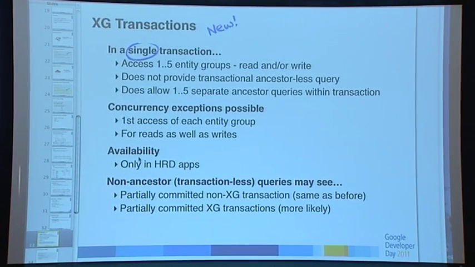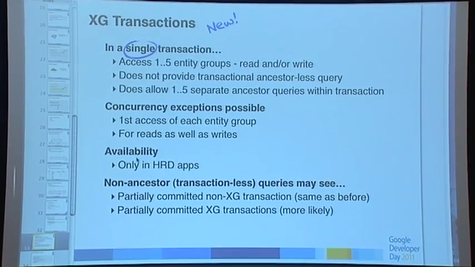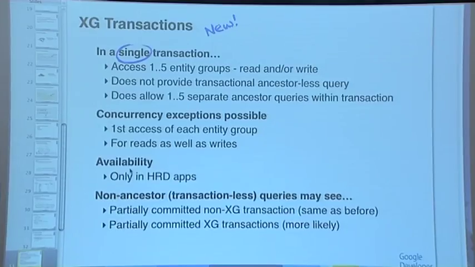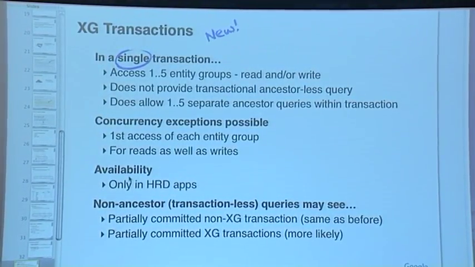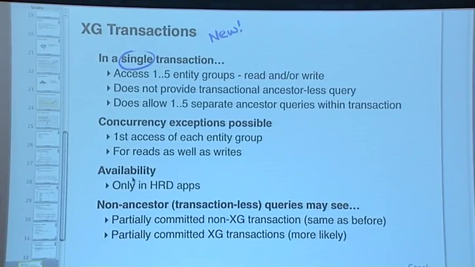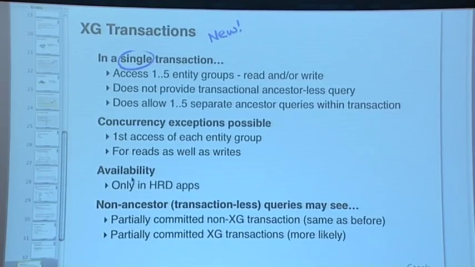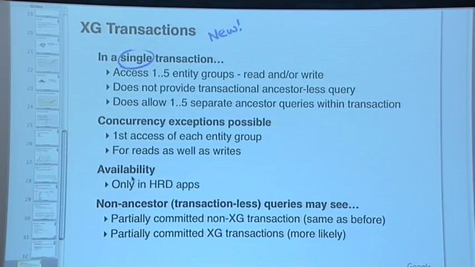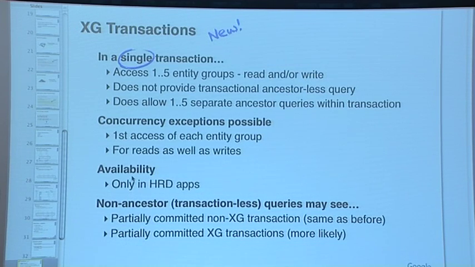So let's say we're in a banking system and we want to be able to transact across entity groups. How do you do that? Well, before we didn't have a mechanism. We just released in 1.5.5 something called XG transactions, which are cross-group transactions. It allows you to access between 1 to 5 entity groups and read and write from them, as well as transact across up to 5 entity groups. So this is actually a really nice feature. We've had lots of developers asking for this, and it really helps a lot.